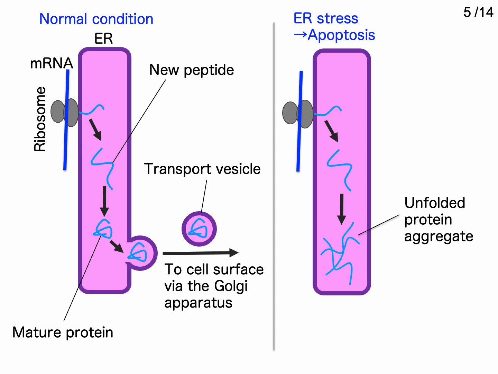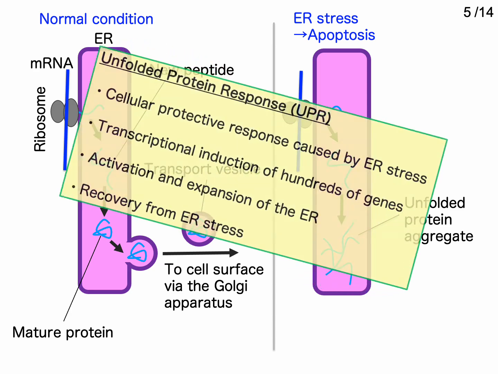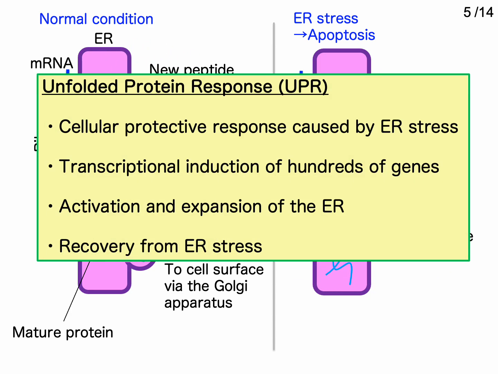The phenomenon that protects cells from ER stress is called the unfolded protein response, or UPR in short. UPR is triggered by ER stress and increases the expression levels of hundreds of genes. Then, the ER becomes more active and expands in size, leading to recovery from ER stress.